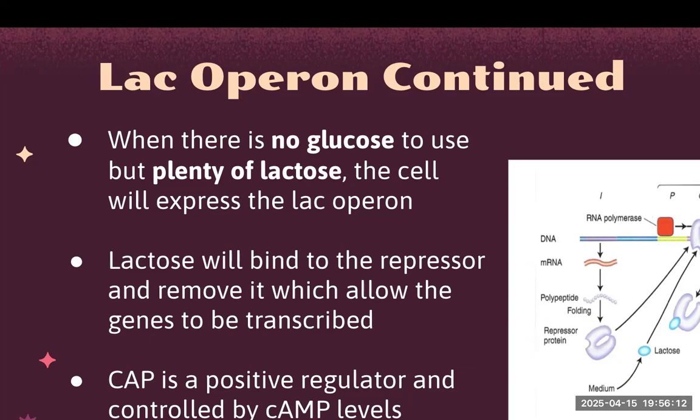If there's no lactose, then there's nothing that can bind to the repressor and take that repressor off. So the repressor would stay there, and now the polymerase is still stuck. So we're not creating genes because why do we want to waste energy making stuff to break down lactose if there's no lactose? Or if there's plenty of glucose and we can just use the glucose. We'll talk about CAP, which is a positive regulator, and that's just controlled by cyclic AMP levels.